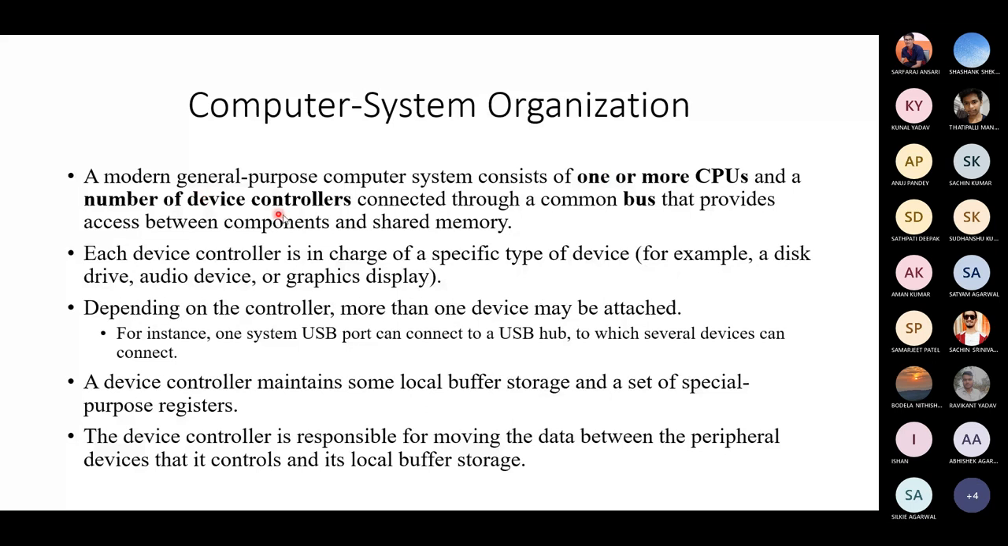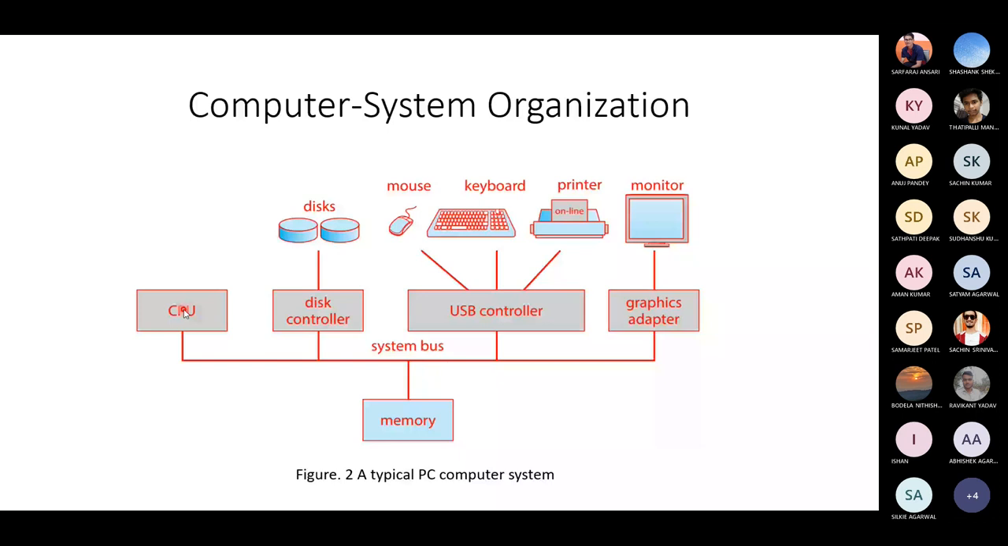Now, suppose I want to see something on the monitor. I will click the mouse. This mouse will communicate to the USB controller. The USB controller will load it into memory, and from memory it will go to the CPU. Then the CPU will execute that instruction, and that instruction will go to the monitor to display. So the common system bus is the way it connects all the components and device drivers.